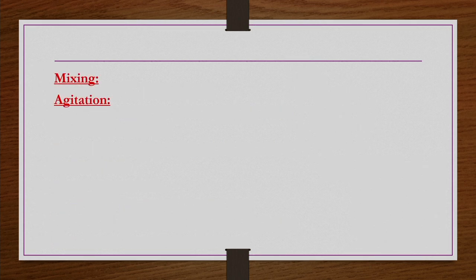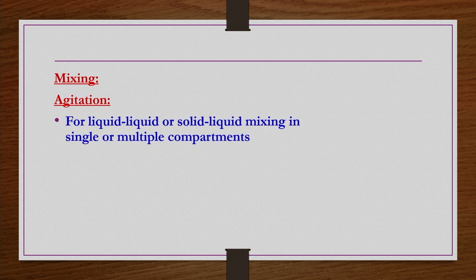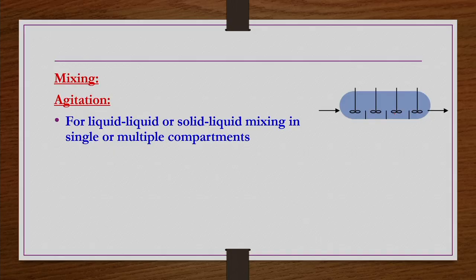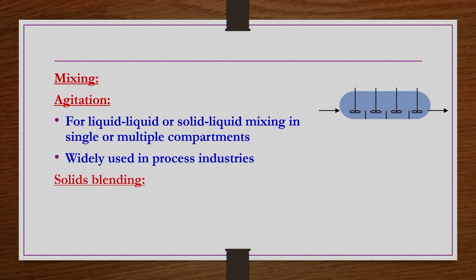Then mixing. Agitation is one of the types of mixing which is used for liquid-liquid or solid-liquid mixing in single or multiple compartments. For example, here you have an agitation equipment where multiple compartments are there, where these materials are coming and being agitated or mixed, and then uniform or properly mixed material is taken out from this end. Okay, this may be a single unit or there may be multiple compartments. It is widely used in process industries.